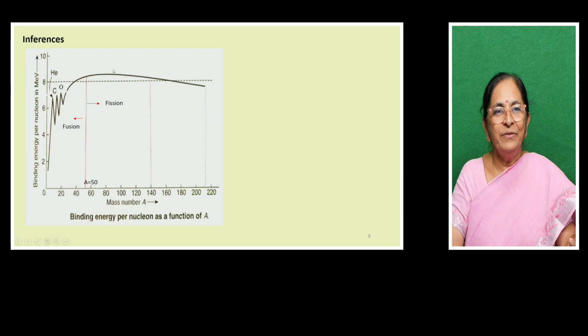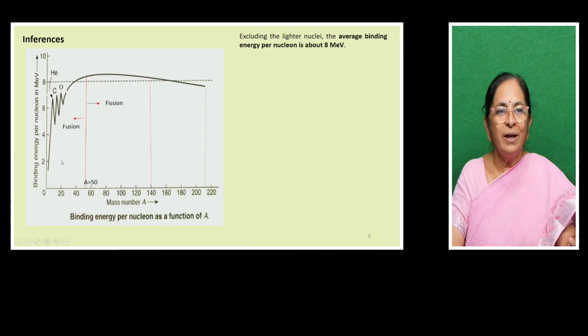Next, some inferences we can get from this graph. Inferences are very important, so we get some idea. Excluding the lighter nuclei, for most of the elements, the maximum is 8.8 here, at around 140 it is 8.4, and at around 210 it is 7.6 million electron volts.